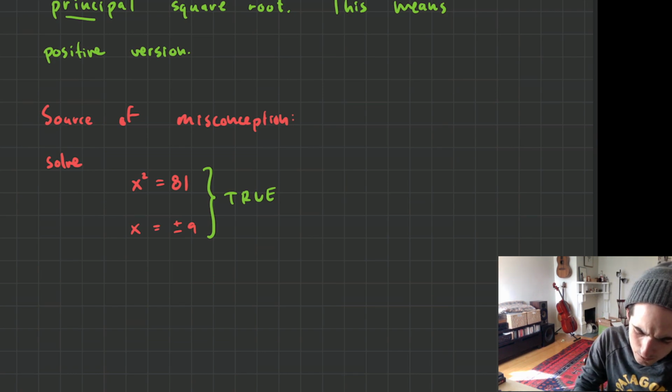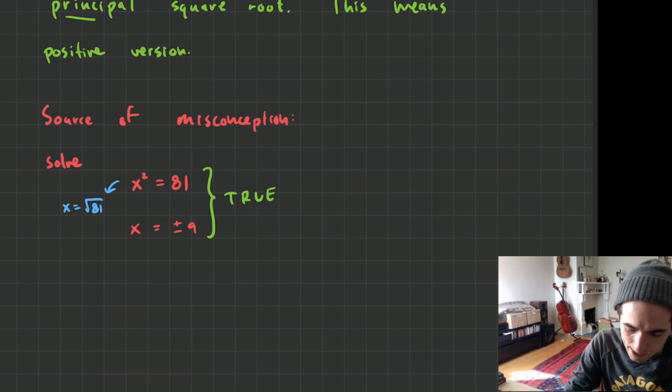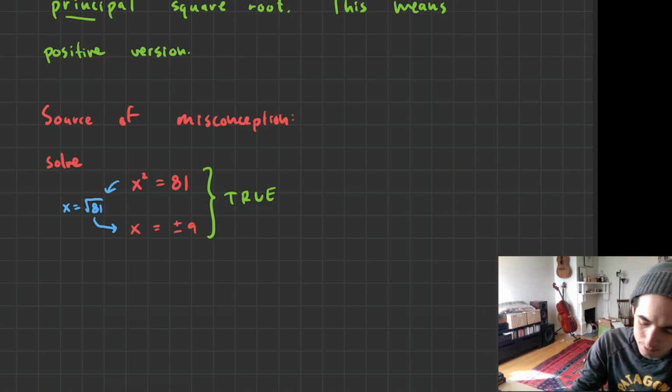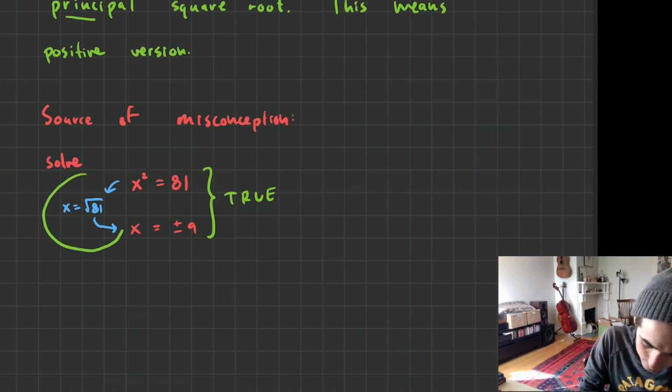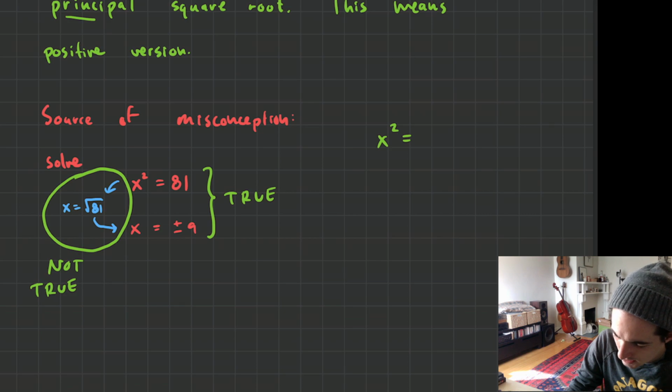But I think that what people mistake is that they add in this extra step. They say, okay, well, if x squared is 81, that means that x is equal to the square root of 81, and then the square root of 81 is plus or minus 9. No, this part is not true. This is where people make the mistake. So the intermediate step that is true is, if we have x squared is equal to 81, well, then x is equal to plus or minus the square root of 81.